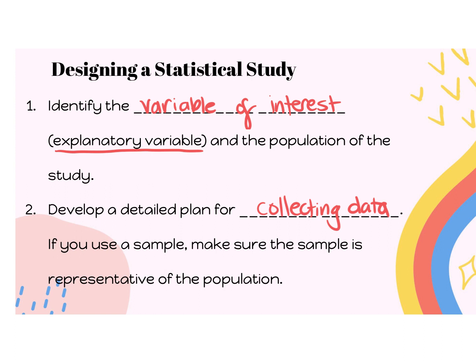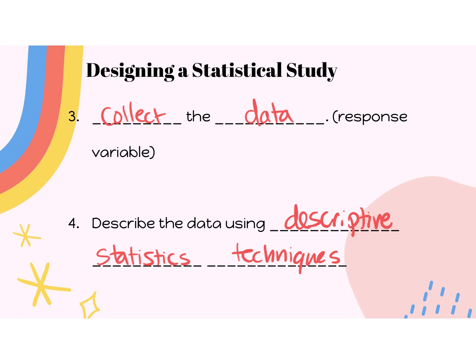Step 2, develop a detailed plan for collecting your data. If you're going to use a sample, make sure that your sample is representative of the population. So if you're talking about the whole school, you can't just choose like one friend group as a sample, because that would not be representative of the whole school. Step 3 is to collect your data. That's your response variables.